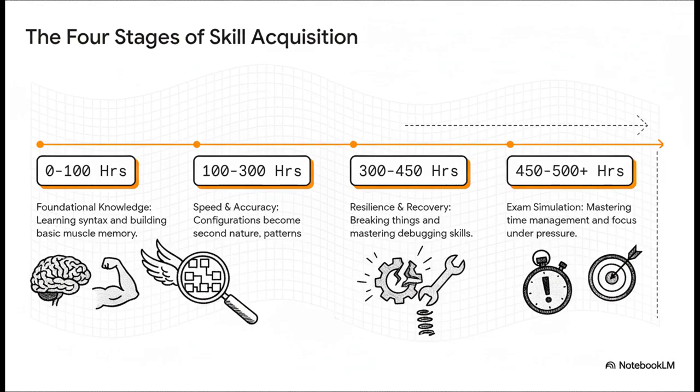Those first 100 hours, they're going to feel slow. You're just getting the syntax down, building that muscle memory. Then from 100 to 300 hours, you start to get fast, you start seeing the patterns. But here's where the real magic happens. Hours 300 to 450. This is your resilience phase. You're breaking stuff on purpose just to get good at fixing it. And that last chunk of time, that's all about simulating the real 8-hour exam over and over again. You can't skip any of these stages.